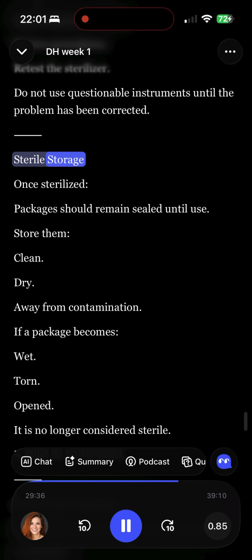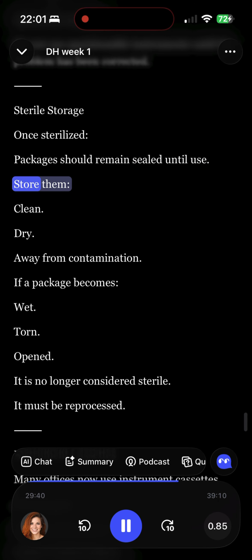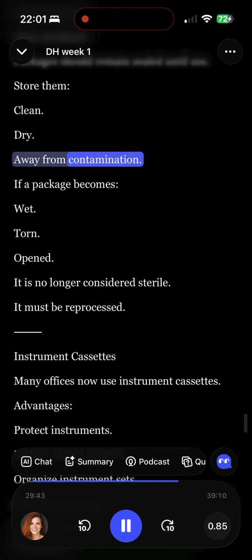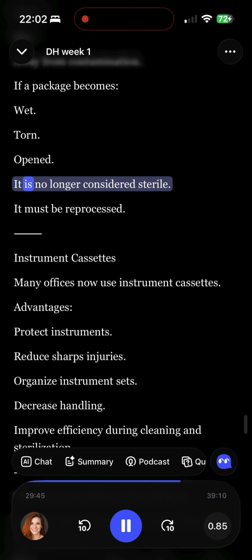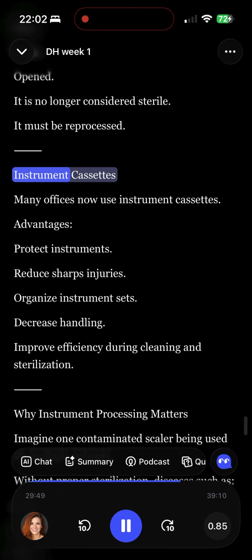Sterile storage. Once sterilized, packages should remain sealed until use. Store them clean, dry, and away from contamination. If a package becomes wet, torn, or opened, it is no longer considered sterile. It must be reprocessed.